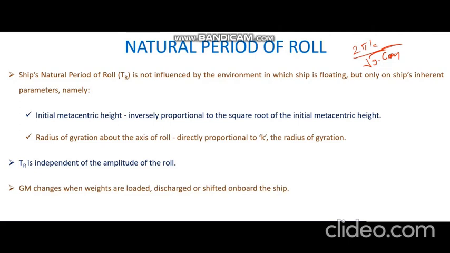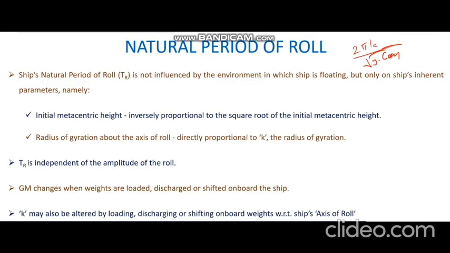Now, the factors which affect the period of roll: one is GM. How does the GM change? If you load weights, discharge weights, or shift weights, or you deal around with the free surface, then the GM would obviously change. How is K altered? K can be altered by loading, discharging, or shifting the weights on board with respect to the axis of roll. And if you alter the K or the GM, obviously your period of roll will change.